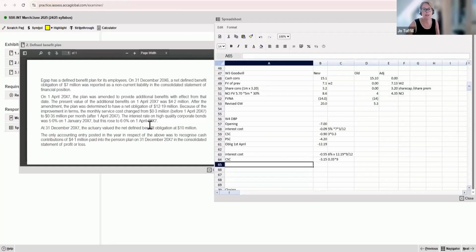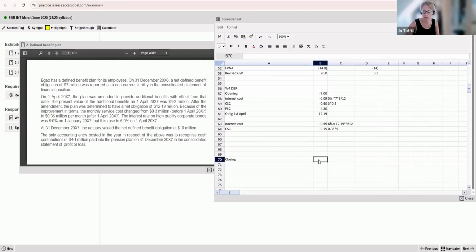And then it says the actuary valued the net defined benefit obligation at 10 million. So the closing obligation is minus 10. And then the only accounting entry posted in the year was to recognise cash contributions of 4.1, and this was taken to the profit and loss. Now that's an error. That needs to be taken out of the profit and loss and put into this obligation. So we're going to put the contributions here, and that is going to be added back because it reduces the liability.